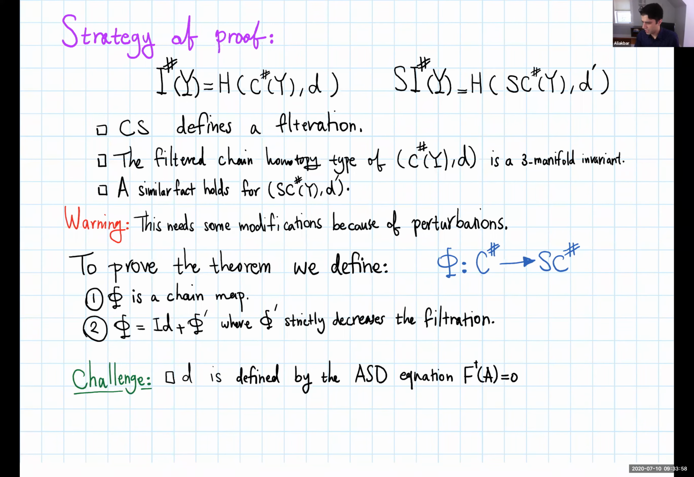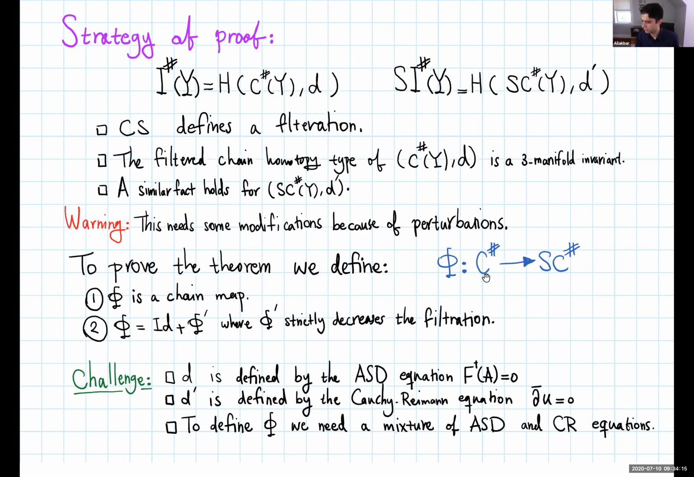Okay, but what is the challenge here? The main challenge is that on the gauge theory side, your invariant is defined by the ASD equation, and on the symplectic side, it's defined by the Cauchy-Riemann equation. So to define your chain map phi, you need some mixture of the ASD and the Cauchy-Riemann equation. And by ASD equation again, I mean the instanton equation that I mentioned a few slides before.